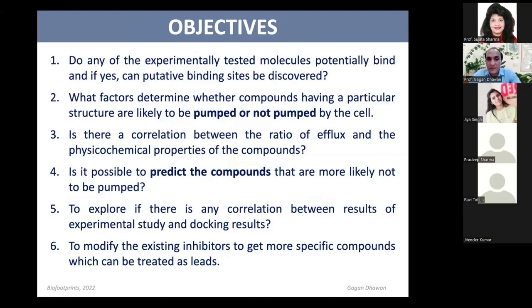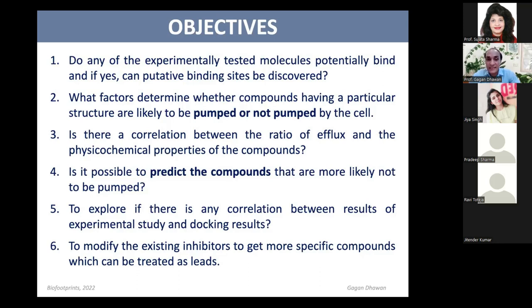So do any of the experimentally tested molecules potentially bind? And if yes, can potential binding sites be discovered? First objective. First of all, you have to see whichever compound you say is experimentally acting as antibacterial. So you should know where it is binding and what those binding sites are.